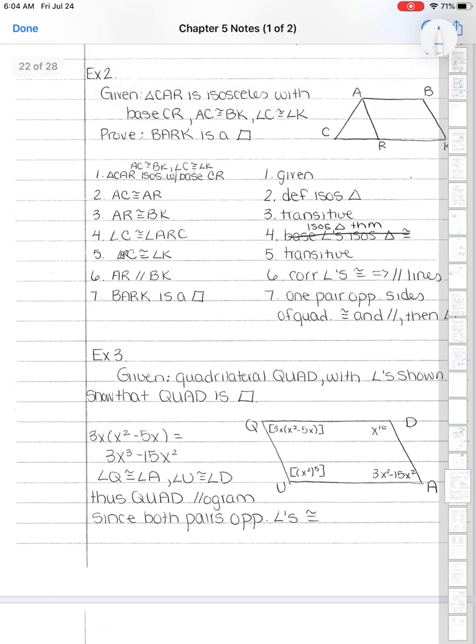Then we have a parallelogram. So both pairs of opposite sides, we can even say, of a quadrilateral are congruent. Then we have a parallelogram. Okay, so again, around 6 lines, give or take a few.